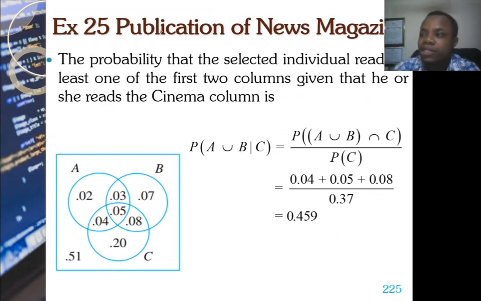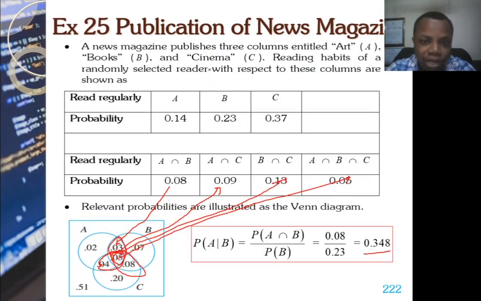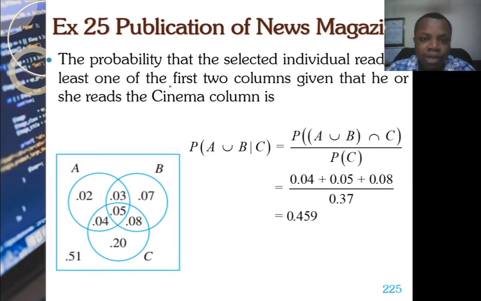And finally, let's get to see one more question under this publication of newspapers. And with this, the probability that the selected individual reads at least one of the first two columns, given that he or she reads the cinema column. Okay, so once you are talking about one of the first two, it means that either the art or the other section, which happens to be the books column. So either he reads the arts or the books column.